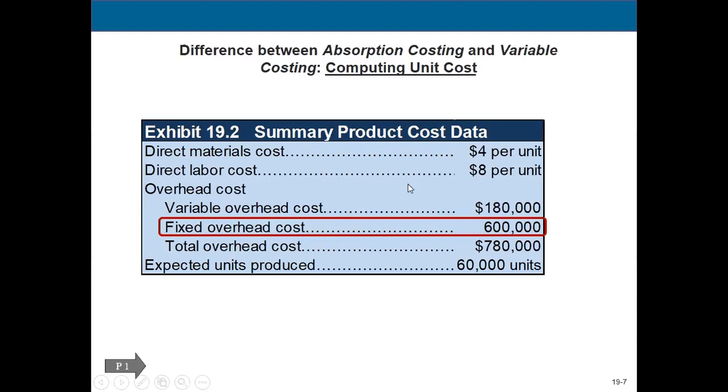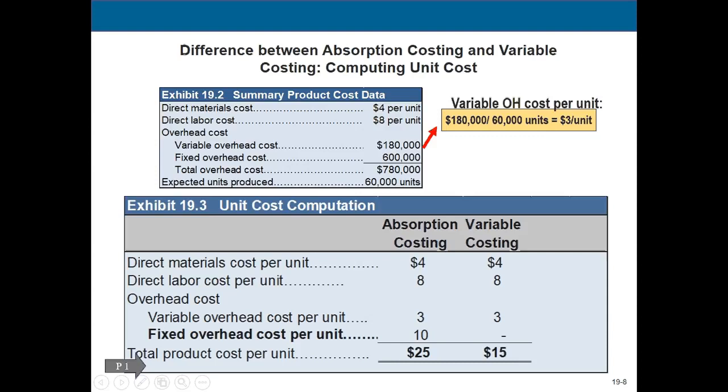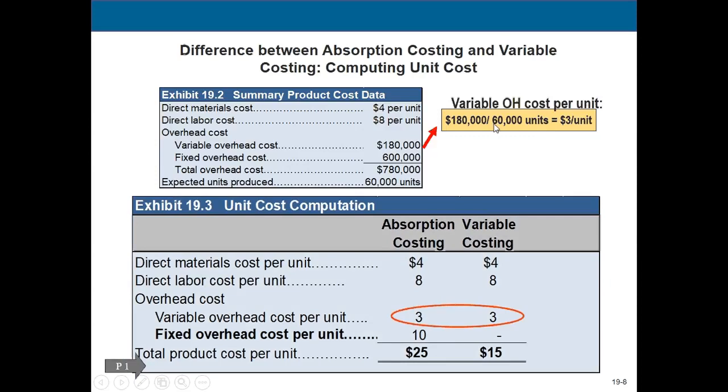If direct material is $4 per unit, direct labor is $8 per unit, and then in overhead we have a variable piece and a fixed piece: 180,000 variable, 600,000 is fixed, and we expect to produce 60,000 units in this product line. So our total overhead cost is $780,000. Before, under absorption costing, we would take the 8 times 60,000, and then we would add in all 780,000 in order to figure out what our product cost was. All right, so here again, we can see that variable piece now is $3 per unit. If we take the 180,000 divided by 60,000, that's $3 per unit.